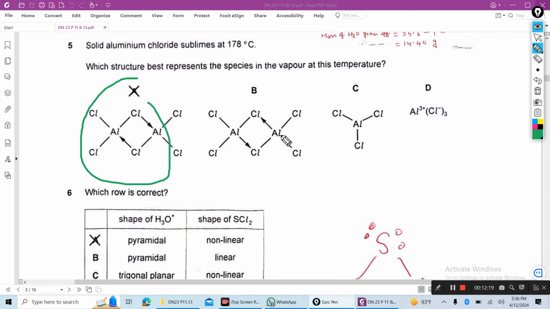Why is B wrong? Here aluminum gives the electron lone pair. No, this is wrong. The chloride ion will give electrons, and this is not a dimer, this is ionic. So A is the correct answer.